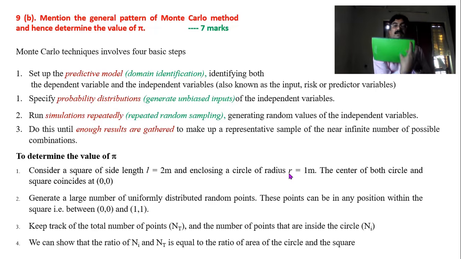Not necessary, it can be even outside also. The center of both circle and square coincide. Suppose the circle is inside the square, then they have to coincide. Generate a large number of random points, uniformly distributed random points.